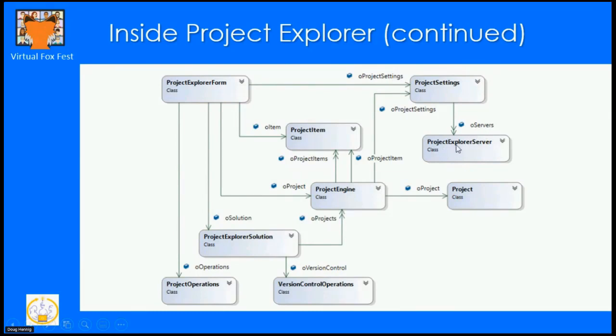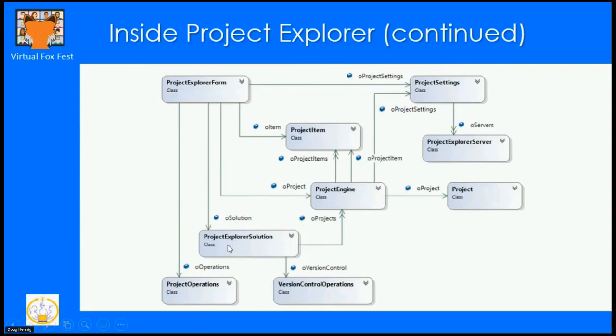That is a collection of Project Explorer server classes. There'd be one of these for each COM object that's in the project. The project engine class, which like I said represents a project, has an O project member that is an actual reference to the VFP COM object, the project itself. So if you've ever done underscore screen dot active project dot something when you have a project open, you can talk to a project programmatically through that project object. This is that object right here.